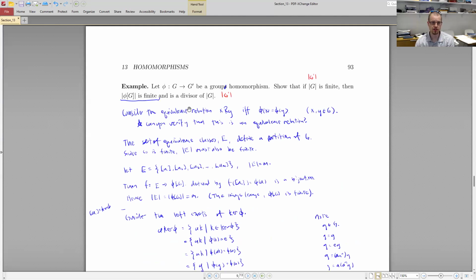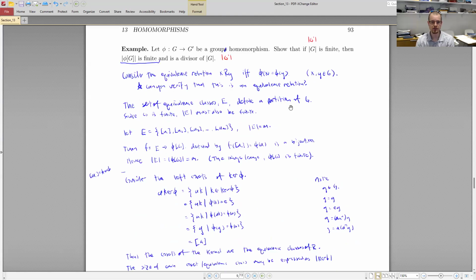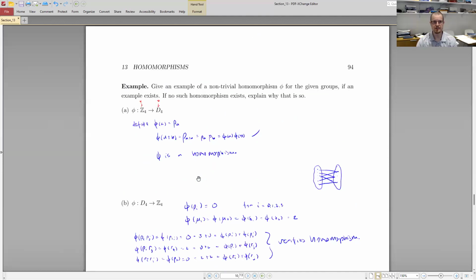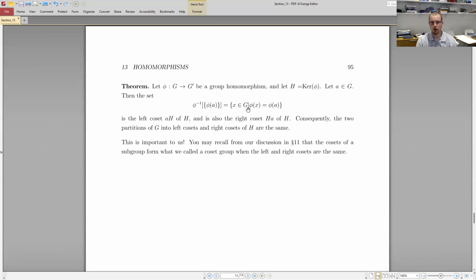We looked at the equivalence relation x is related to y if and only if phi of x is equal to phi of y. And then we took a look at the left coset of the kernel and found that to be the equivalence class containing A, and that life was good. That's essentially the same thing that we want to look at here. Phi of x is equal to phi of A. So this is the equivalence class containing A under exactly that relationship that we were looking at earlier.